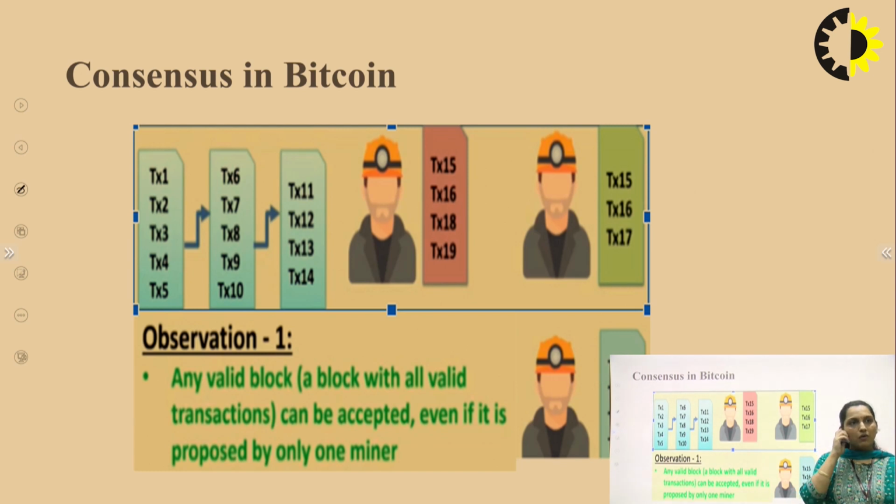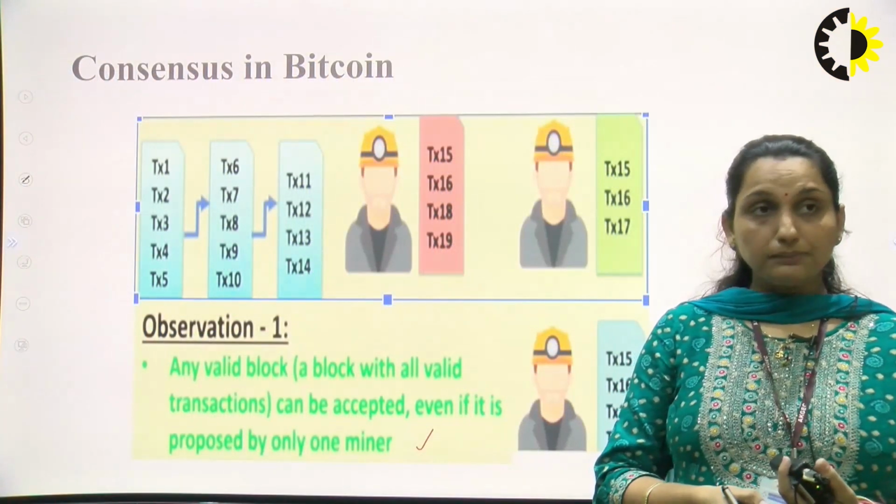In this observation, any valid block, this block, this block, or this block, any block with a valid transaction can be accepted even if it is proposed by only one miner. But how can we check the validity of any block? We have a problem that has to be addressed. So that is observation 1.